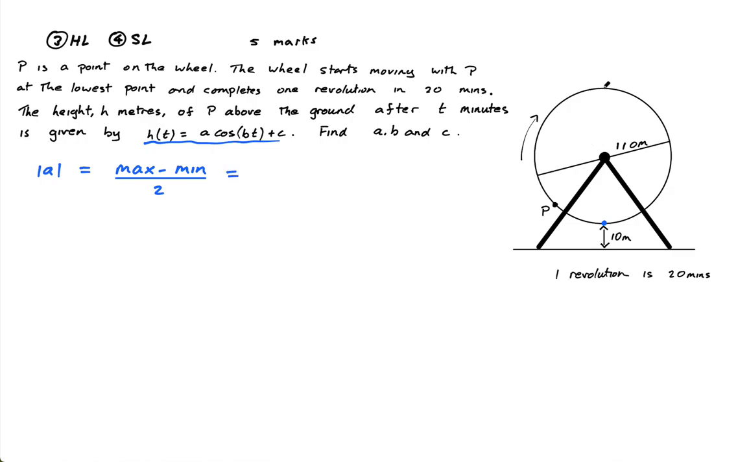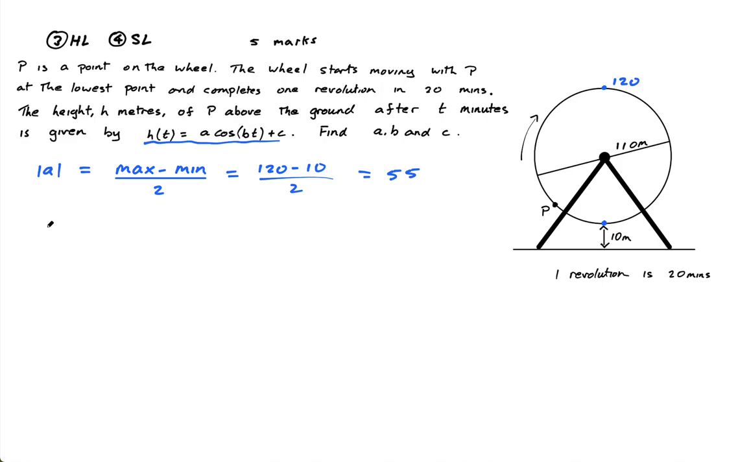So the maximum height here is actually going to be 120, because this is 10 and this is 110, so we're up to 120, and the min is 10. That's the min. So it's 120 minus 10 over 2, which is 110 over 2, which is 55. So the mod of A is 55. Now essentially what the mod of A means is just the modulus of A, or the size of A. So I know the size of A is 55, but I don't know if it's positive or negative yet. Now I do know, but I'm going to just leave it at 55 for a second and we'll come back to it. So it's either going to be plus or minus 55.